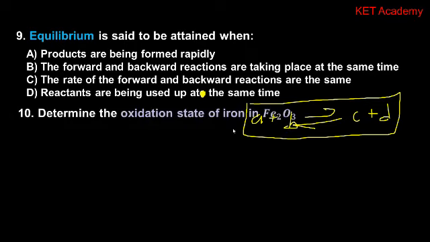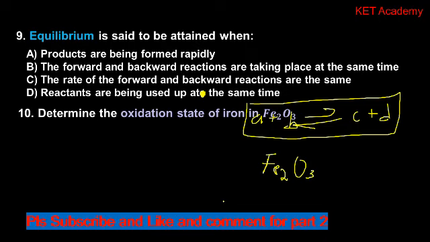Now looking at the last question, I have to determine the oxidation state of iron in iron(III) oxide. Now the formula has been given to us, so we simply use it. So we have Fe2O3. Now to get the oxidation state of an element, we are going to say let the oxidation state of iron be X. So we are going to have 2X plus... Now we are going to look for the oxidation state of oxygen.